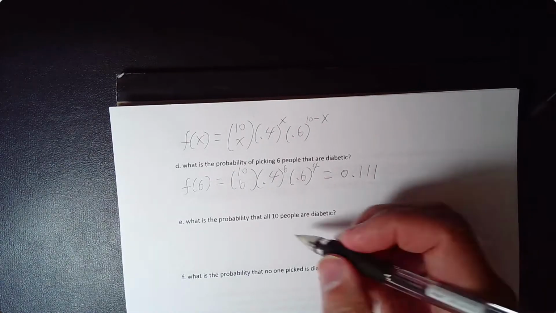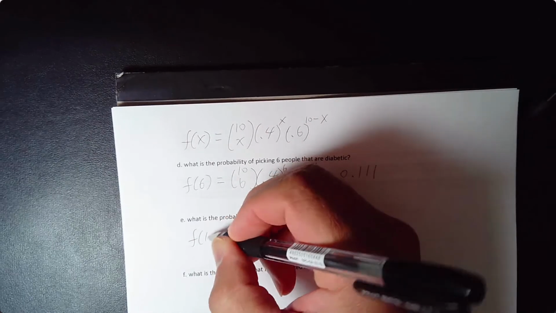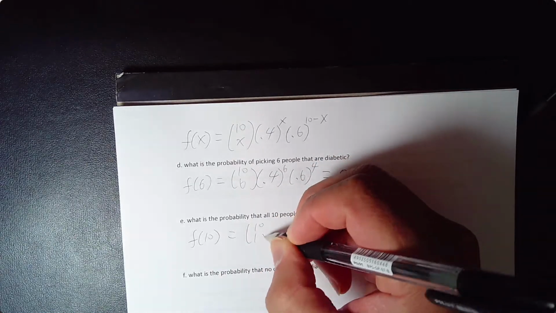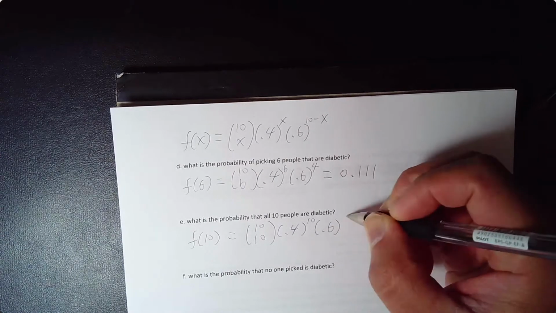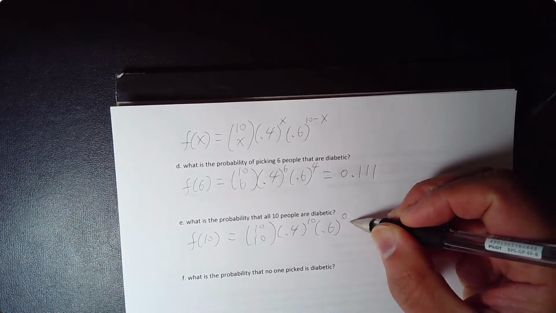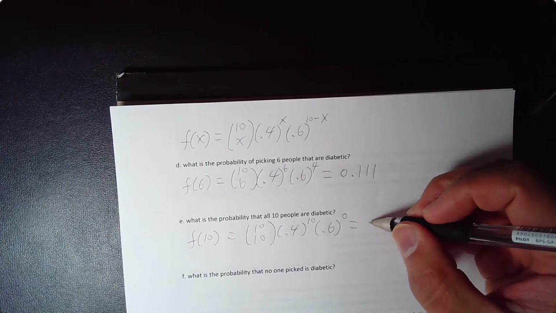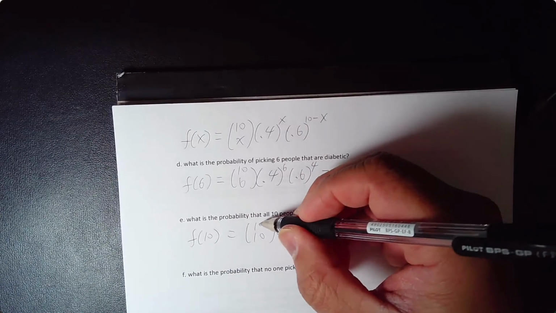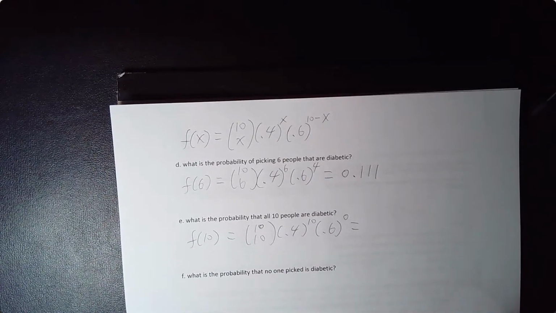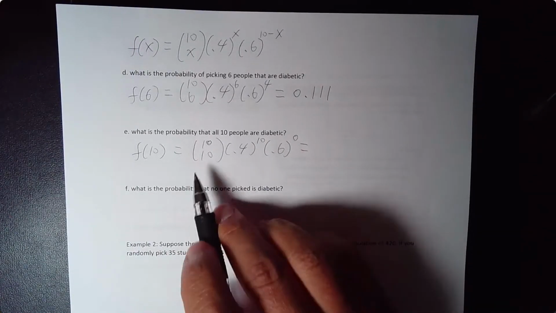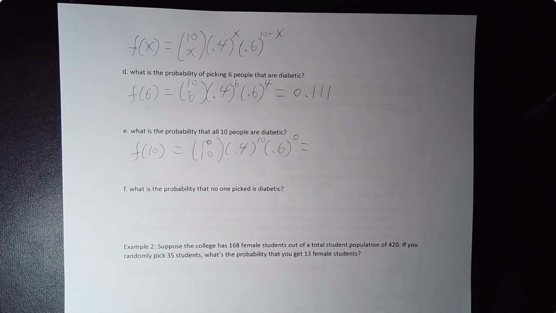Okay, what's the probability of all 10? That's f at 10. So that's 10 choose 10, and then 0.4 to the 10 and 0.6 to the 0, which equals, and if you put that in the calculator, by the way, what is 10 choose 10? Okay, so think about it before you put it in the calculator. This one's pretty easy. 10 choose 10 means how many ways, if you ask 10 people, they're diabetic, can you get that all 10 people say yes?